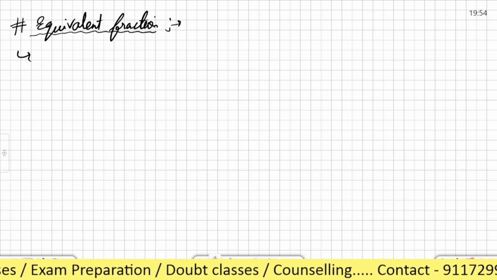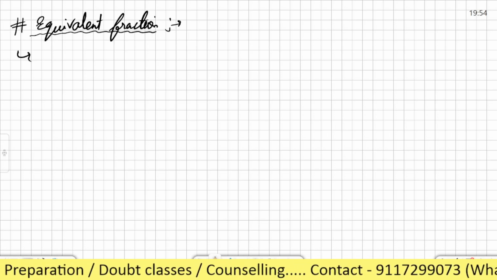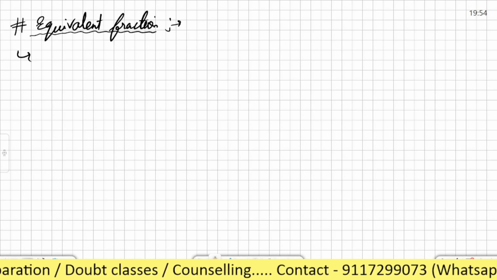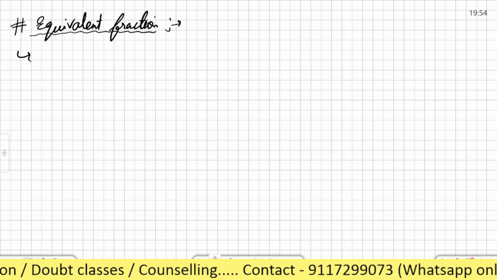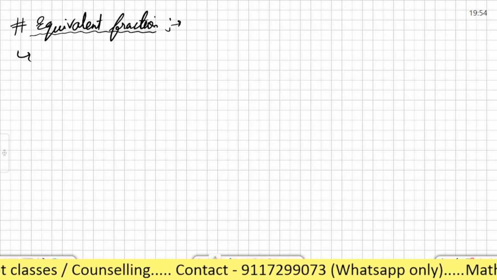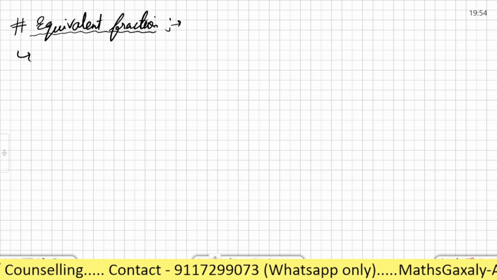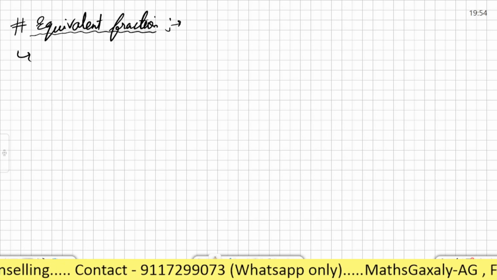You can write the definition for it by yourself, or sir, you want it? Sir, I'll write it down. It's too simple. Just write that to get an equivalent fraction of a fraction we have to multiply or divide. You have to write both things. Okay, multiply or divide the numerator and the denominator of the given number by the same number.